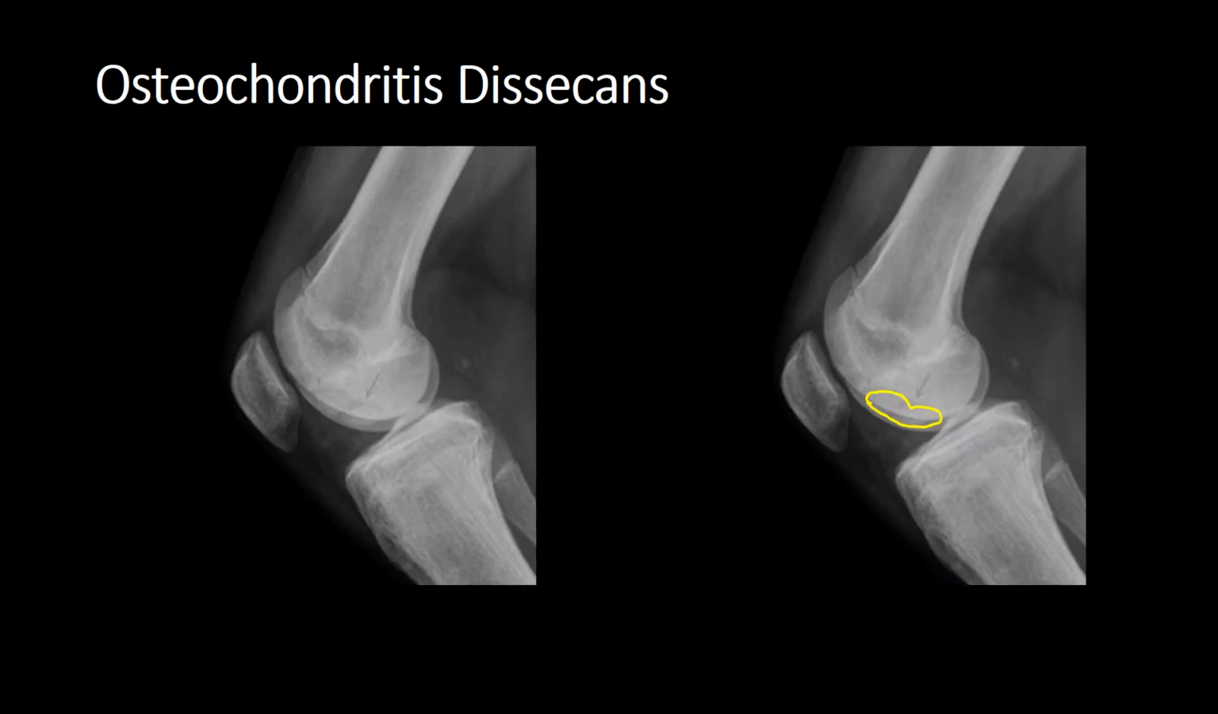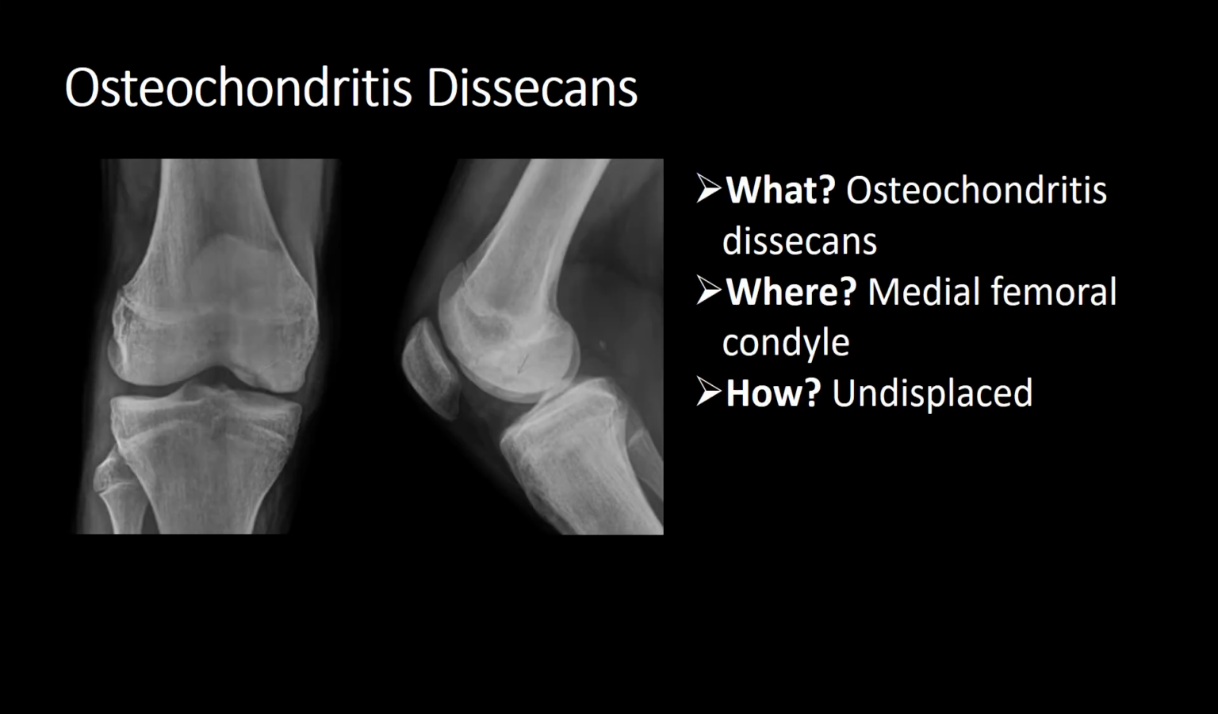And if you look carefully, you can frequently see the defect on the lateral view, in comparison to the ankle, where you can rarely see the defect on the lateral ankle view. If we look carefully, you can actually see two osseous bodies adjacent to the subarticular surface, followed by the surrounding subarticular lucency. So it's important that when you check your image, you look at both views. So what is it? It's osteochondritis dissecans, where it's the medial femoral condyle and how it's undisplaced.